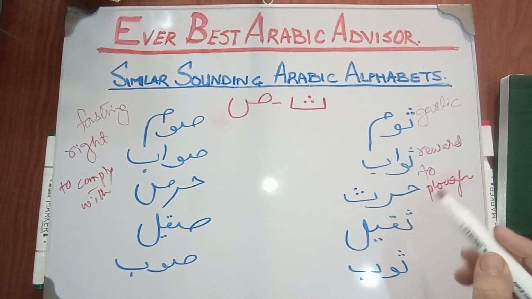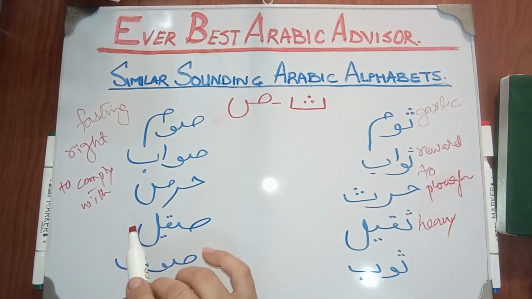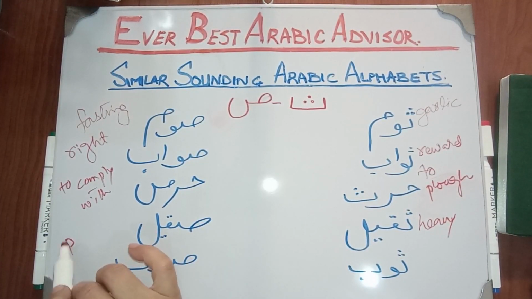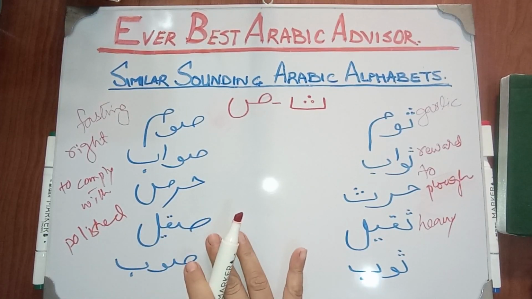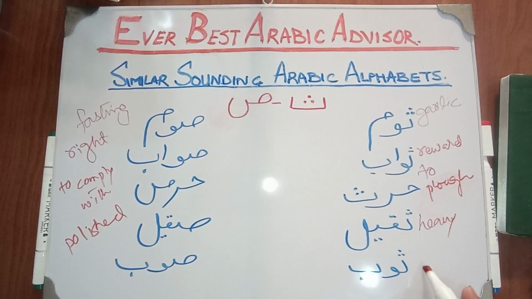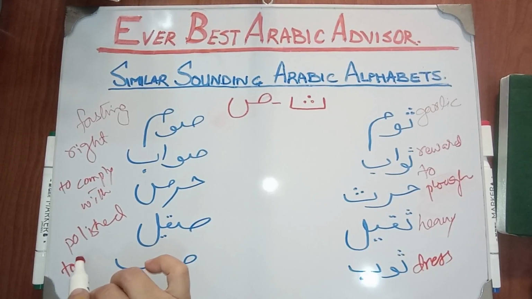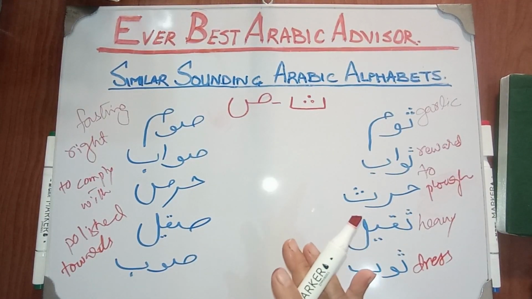Next word is Saqil. Saqil is heavy and Saqil is polished. Saub is a kind of dress, and Saub is two words. So this is the difference because of mixing of the letters.